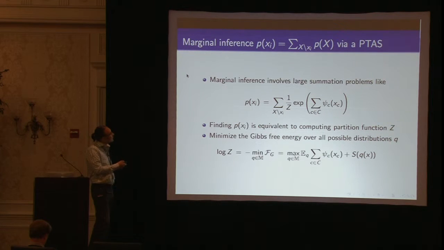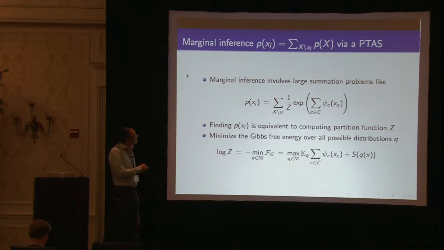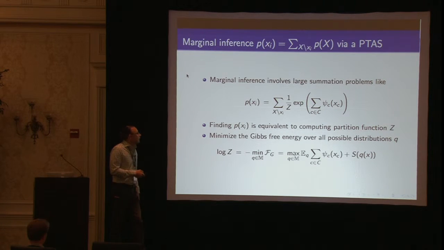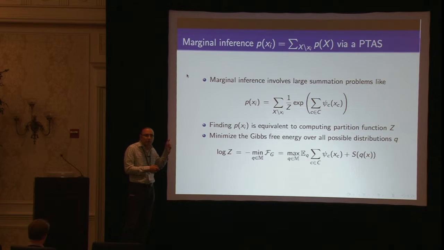OK, so here's the approach. Marginal inference is just the summation of this big distribution over all variables except x. And the distribution, we said, looked like this, exp of a bunch of factors. It turns out this is exactly equivalent to computing just the normalizer Z. You can view p of xi as just a ratio of two different Z's. So if you can compute Z, you can compute p of xi. So the name of the game is computing Z efficiently.